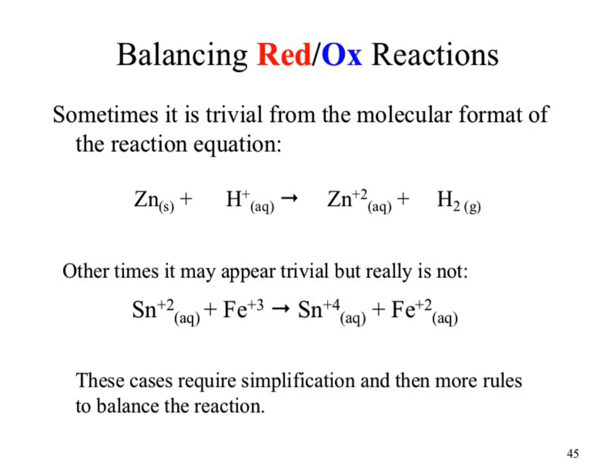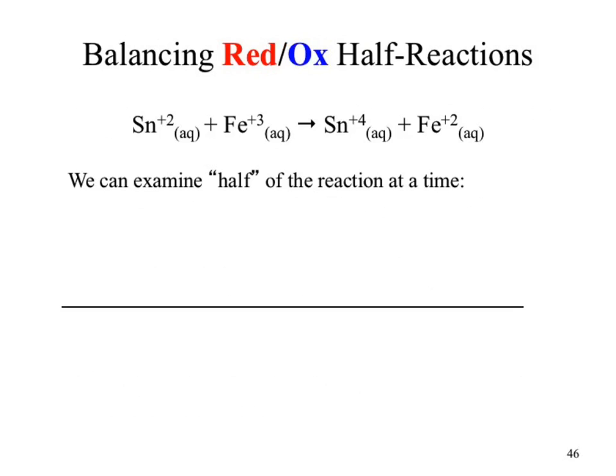Okay? If we go back to that tin example and try to balance that, it doesn't work for us. So what we're going to do is come up with a new set of rules. We're going to examine half of the reaction at a time. Well, which half do I want to look at? Just the left? So I'm going to balance tin with iron? Can I balance tin with iron? No. So just looking at the left, well, how about just the right? No. That's still balancing tin with iron. What do I want to balance? I will focus on the same element.